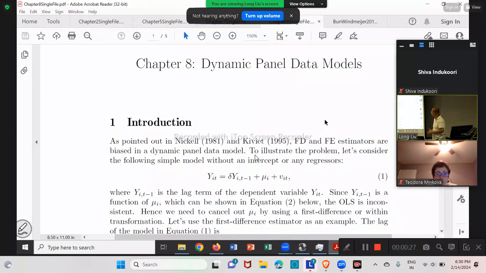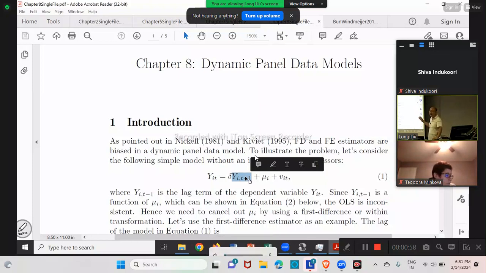Dynamic panel data. First of all, what is dynamic? Dynamic means on the right-hand side, we have a lag of Y. Y is Y_it. For example, suppose Y is wage, X is education, working experience, your age, and so on. Now, the dynamic model means the lag of Y also appears on the right-hand side. In other words, besides your working experience and education, your wage last year also affects your wage this year. So that's basically the idea.